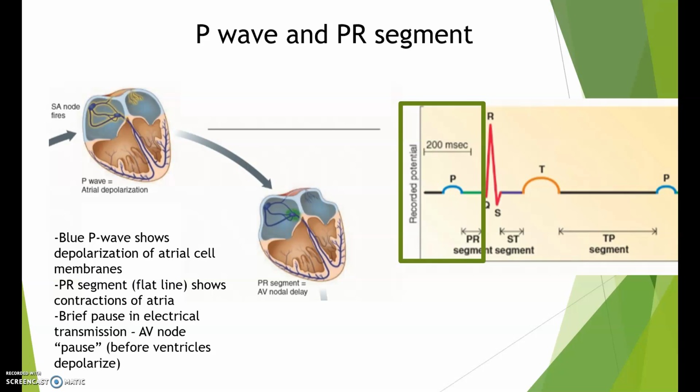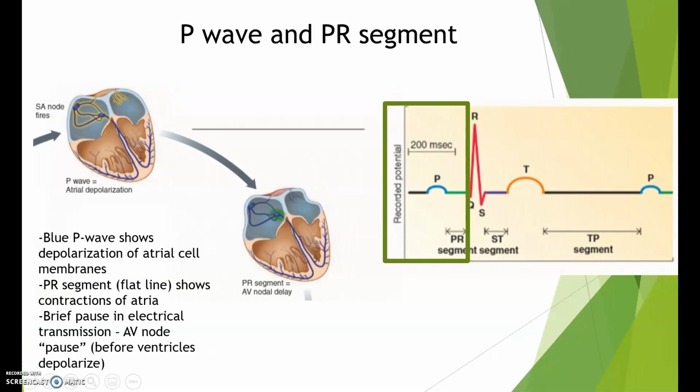Let me just extend this picture a little bit. So this is the P wave and the PR segment. And let's look at the P wave first. This is when the sinoatrial node is firing. So there's electrical activity happening in that right atria. It's going to go through the interatrial pathway to the left atrium and then go to the AV node. This allows the PR segment to happen, which is when the atria are actually contracting.